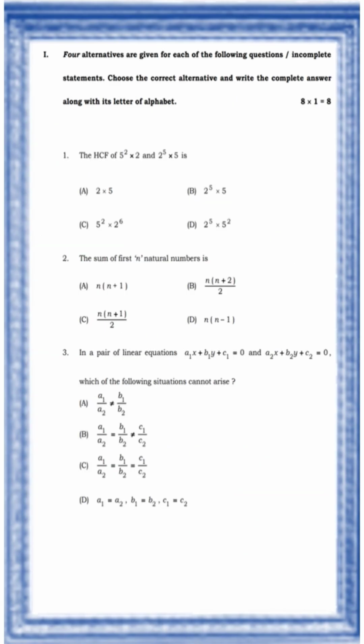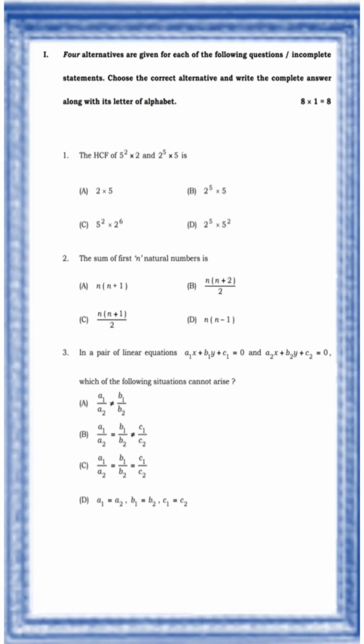The first main question: 4 alternatives are given for each of the following questions or incomplete statements. Choose the correct alternative and write the complete answer along with the letter of alphabet. There are 8 multiple choice questions of 1 mark each.